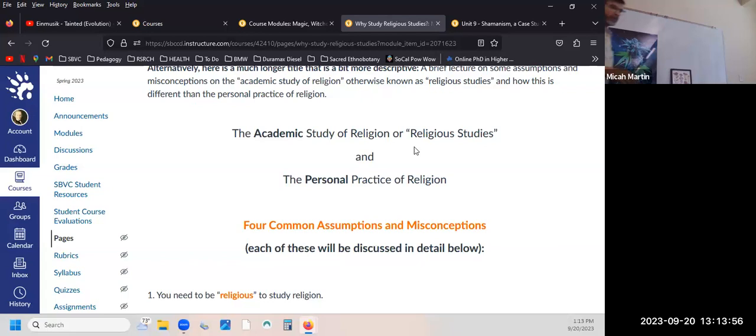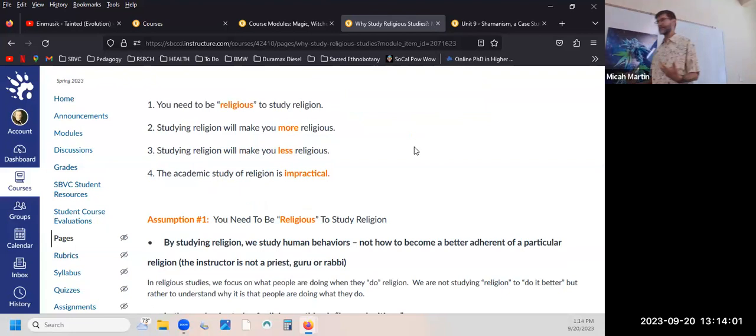You need to be religious to study religion. That means you have to believe in something. You're studying religion so that you can become a better, insert religious practice here. You can become a better Christian, a better Hindu, a better Jew. That's not what the academic study of religion is. By studying religion, we study human behaviors. Our goal is not to become a better adherent, but to actually understand what people do when they do religion.